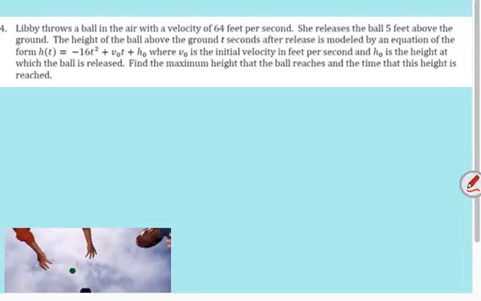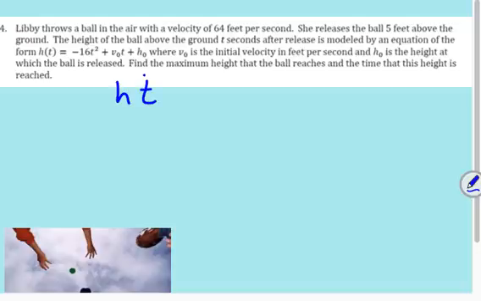Okay, Libby throws a ball in the air with a velocity of 64 feet per second. She releases the ball 5 feet above the ground, so she's probably about 5 feet tall, that's what it's saying. The height of the ball above the ground, t seconds after release, is modeled by the function, here it is, h of t.